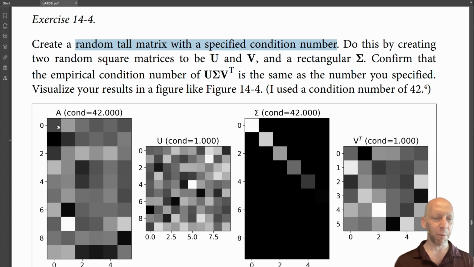So here I have a random matrix A with a condition number of 42. Here is the U matrix. It has a condition number of 1 because it's orthogonal. So all of its singular values are 1. So the ratio of the largest one to the smallest one is 1. Okay, and then here is the sigma matrix. And this, of course, has a condition number of 42.